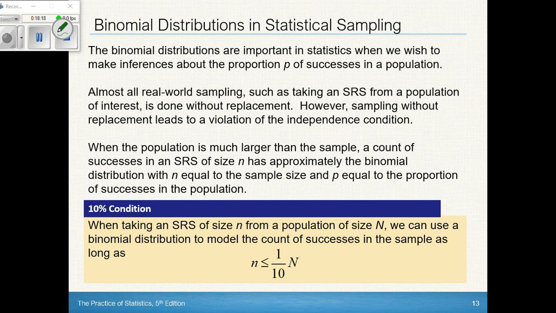This is what we call the 10% rule. Basically, I can use the binomial distribution as long as I've sampled less than 10% of the population. My sample size, little n, needs to be less than or equal to 1/10 of the population size, which is big N. Now, if I'm trying to take a sample of, say, Americans, there's no way I'm going to take 10%. I'm good to go to use the binomial distribution.